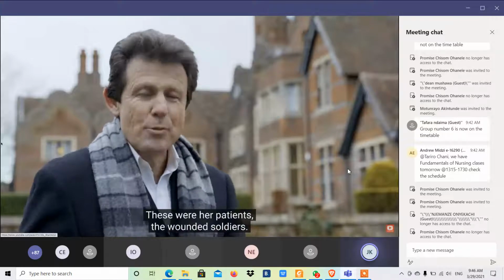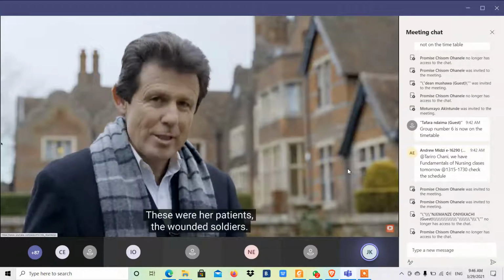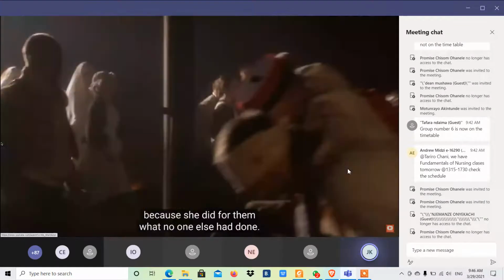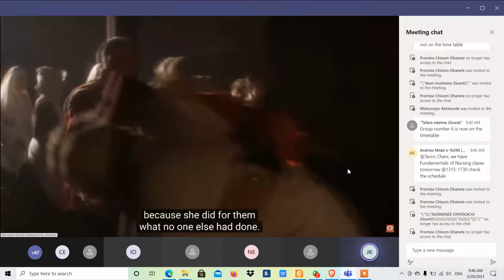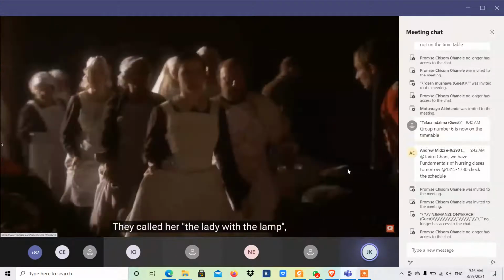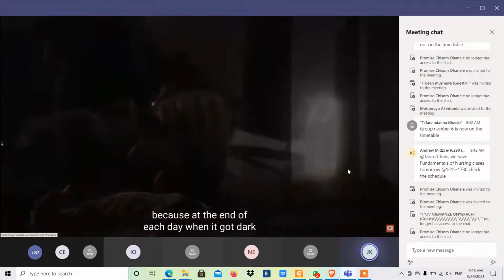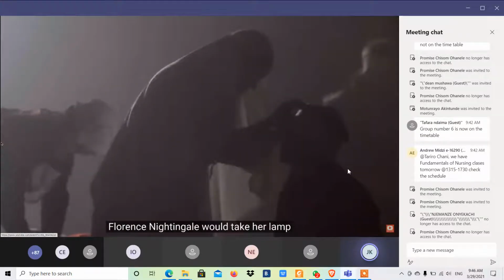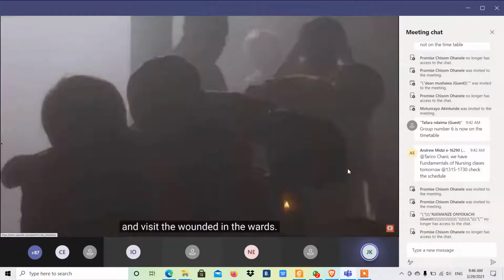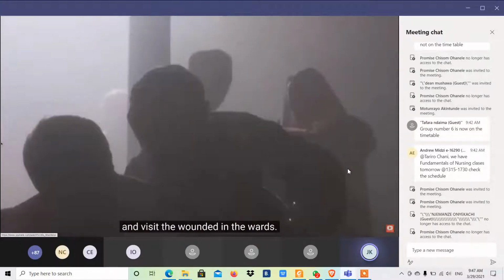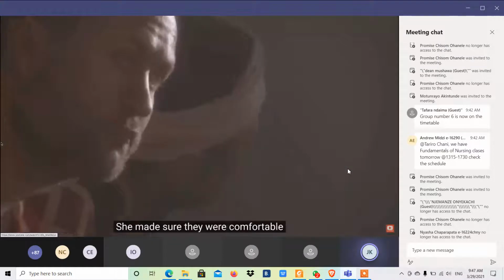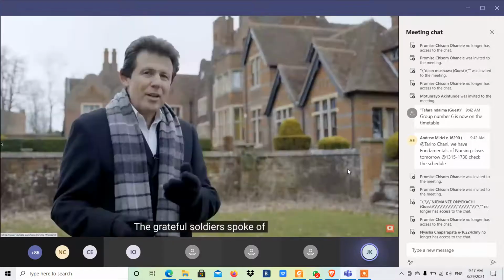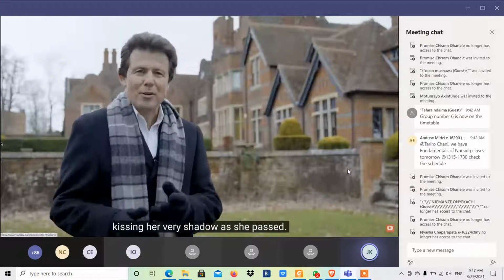These were her patients, the wounded soldiers. They all but adored her because she did for them what no one else had done. They called her the Lady with the Lamp because at the end of each day when it got dark and other staff had retired for the night, Florence Nightingale would take her lamp and visit the wounded in the wards. She made sure they were comfortable and their injuries were tended to. The grateful soldiers spoke of kissing her very shadow as she passed.